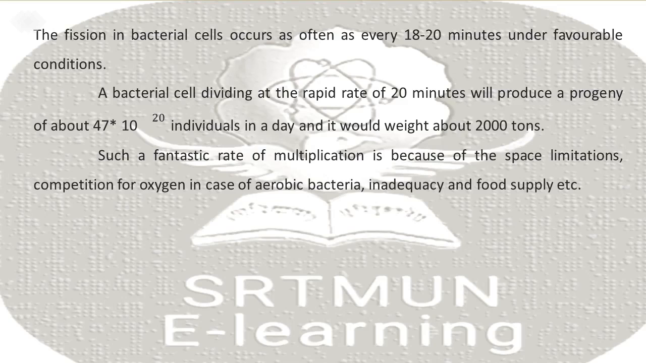Now, fission of bacterial cells occurs as often as every 20 minutes under favorable condition. A bacterial cell dividing at the rapid rate of every 20 minutes will produce a progeny of about 4.7 x 10^21 individuals in a day, weighing about 2000 tons. Such a fantastic rate of multiplication is checked because of space limitations, depletion of oxygen in case of aerobic bacteria, availability of food supply, etc.